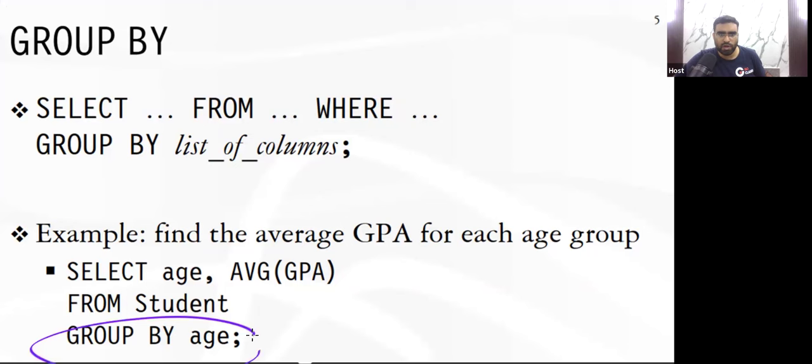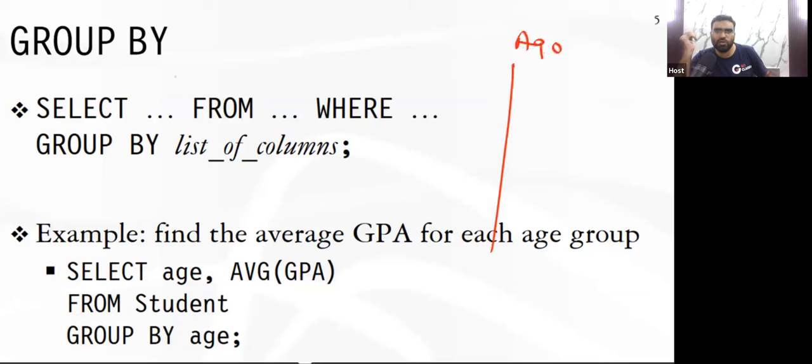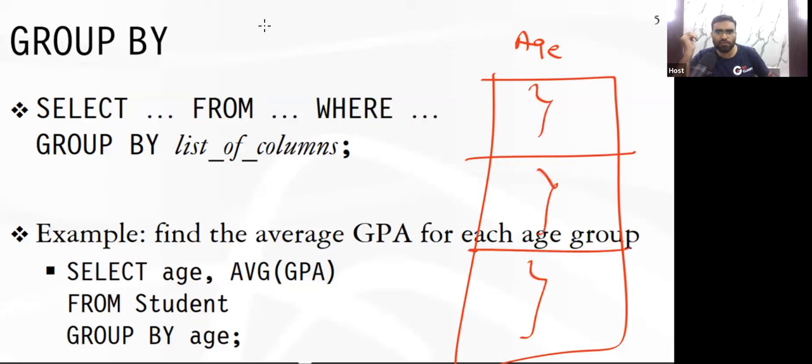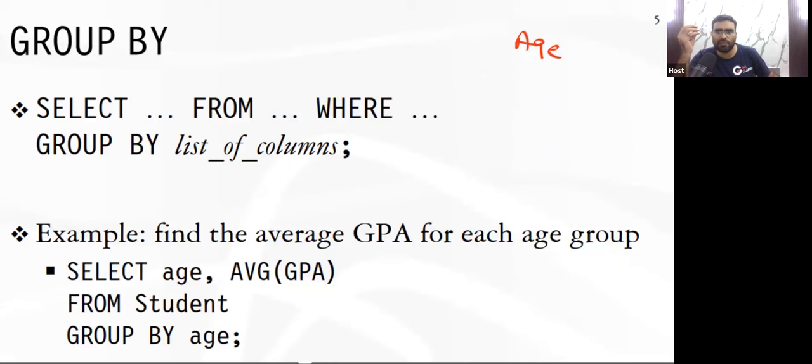For example, you are making groups based on age. Yes or no? So tell me intuitively, what will happen? From the student table, you are making groups based on age. Intuitively, you can think like this: all the tuples with the same age are in one group. Like this, groups will be created. All the students who have the same age are in the same group.